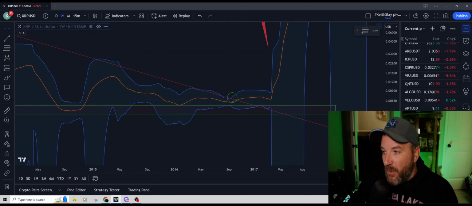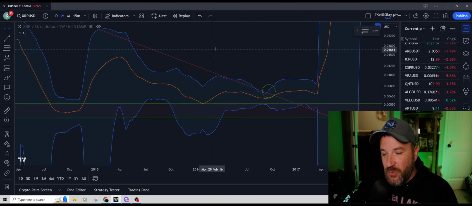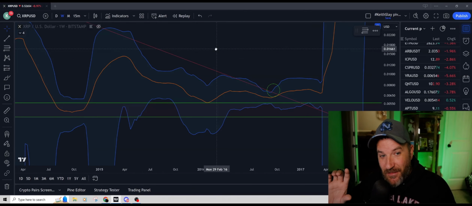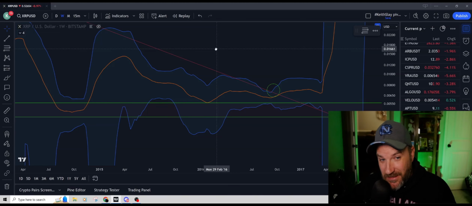Now, what you see here are two different averages that go on the outside of the price. And depending on what the price is doing, these bands get tighter or more narrow, or looser or wider as we go along. The orange line is the midline of the Bollinger Bands. It's pretty simple, and I'll show you how to use it now.